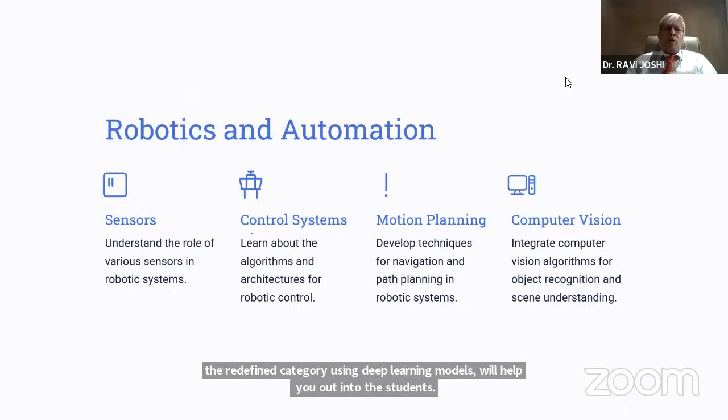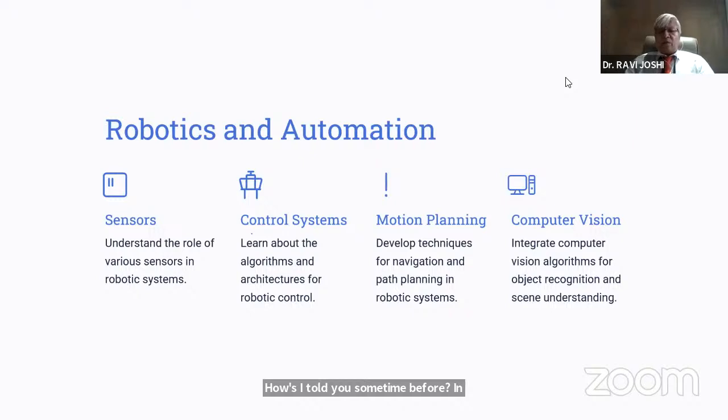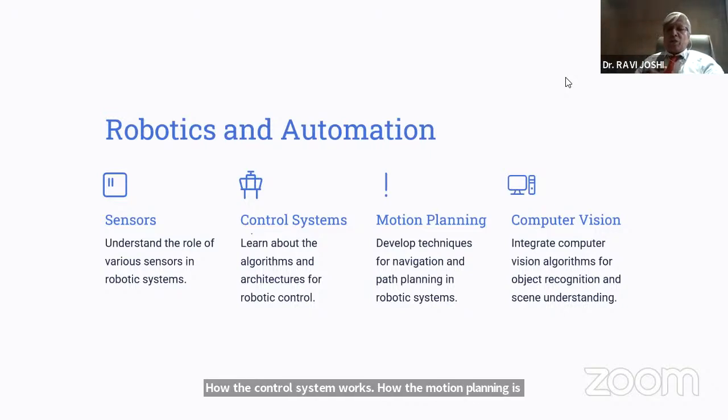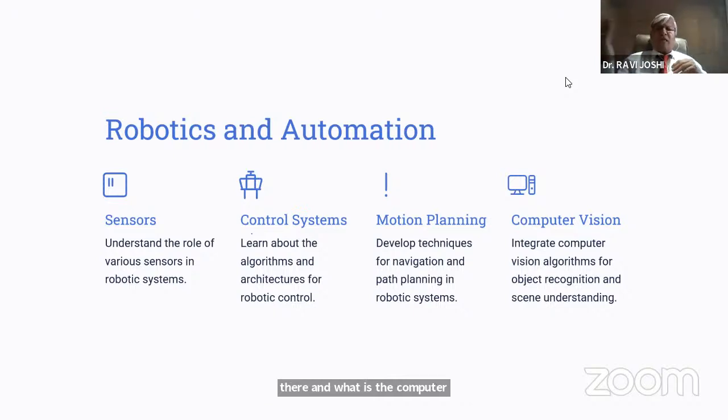As I told you sometime before, in every field, it may be arts, commerce, or science, robotics and automation is there. So our students must have skills and knowledge, a sensitization about sensors, how the control system works, how motion planning is done, and what computer vision is, how the algorithms are developed, how objects are recognized, and how scenes are understood. Because in artificial intelligence, this automation part matters, as I told you, now it is a multidisciplinary, interdisciplinary world. And this is a basic language one should know when learning this.